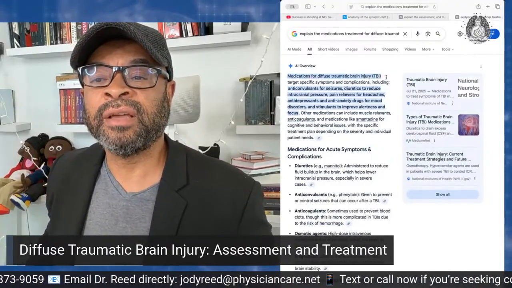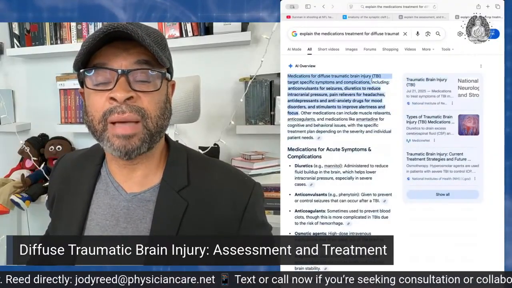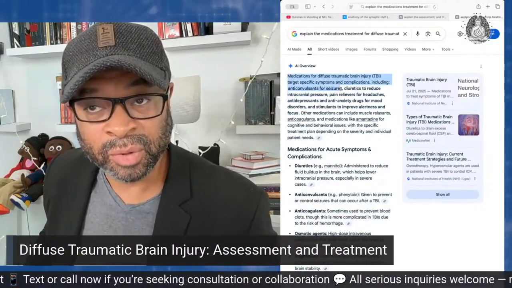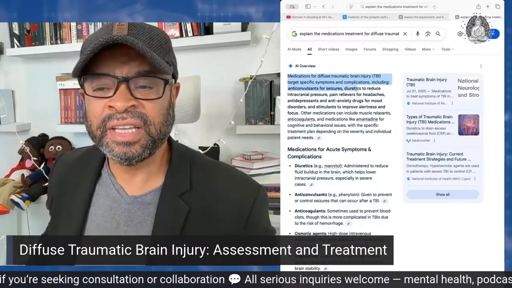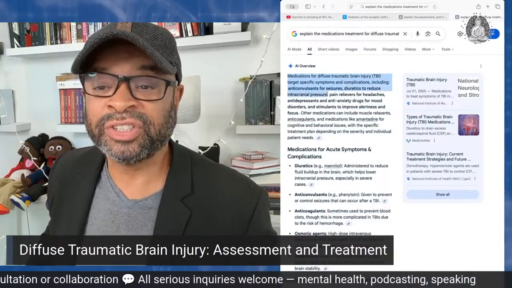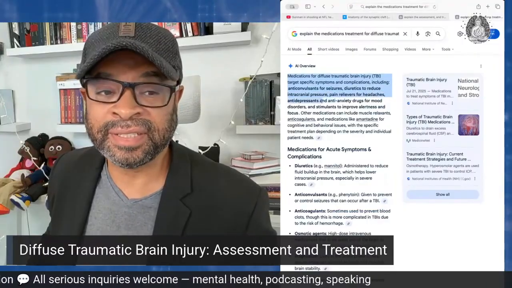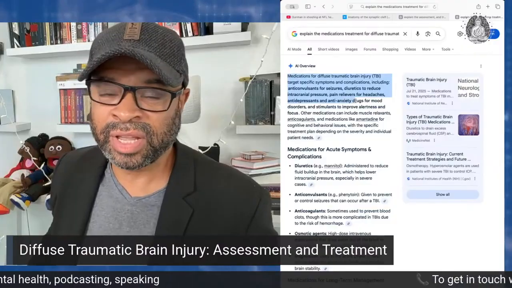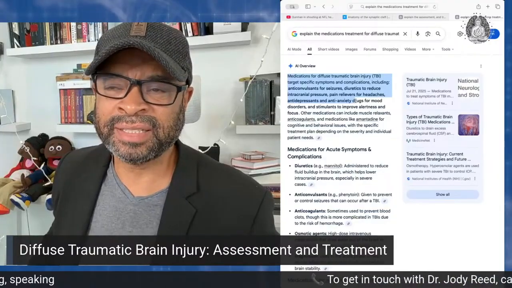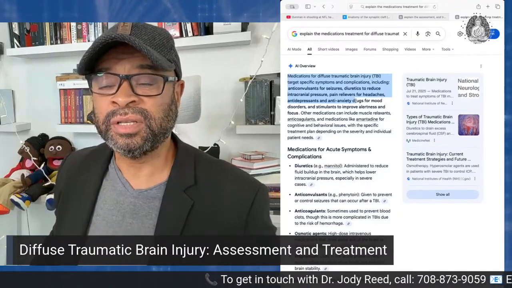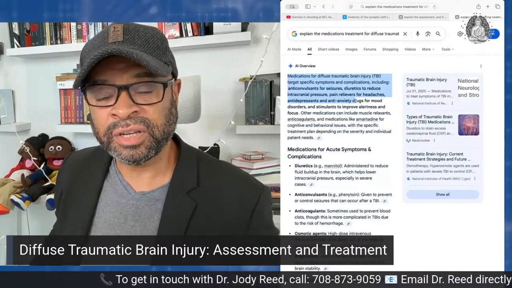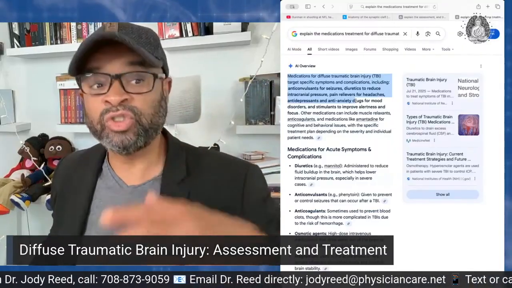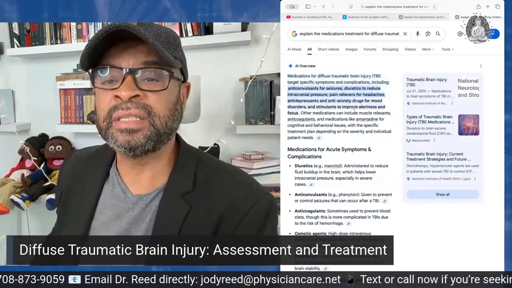Medications for diffuse traumatic brain injury target specific symptom complications, including anticonvulsants for seizures, particularly if it's in more of the temporal lobe where there's intense anger, diuretics to reduce intracranial pressure, pain relievers for headaches, antidepressants if they're very depressed, anti-anxiety agents. But with diffuse traumatic brain injury, I recommend trying to stay away from narcotics because they have difficulty controlling impulses. So if they start using a narcotic, then they may not be able to stop because they don't have the frontal lobe power to suppress those impulses. Does that make sense?